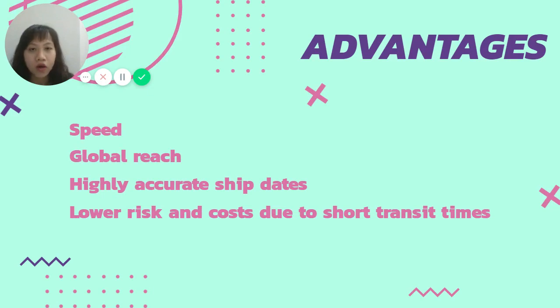With air transport, the labor market can be improved by making it possible for business companies to win high-quality workers from anywhere around the world. The next advantage is a highly accurate ship date. Unlike other shipping methods, air freight is highly reliable. In fact, this reliability makes it possible for postal service companies to guarantee overnight delivery.